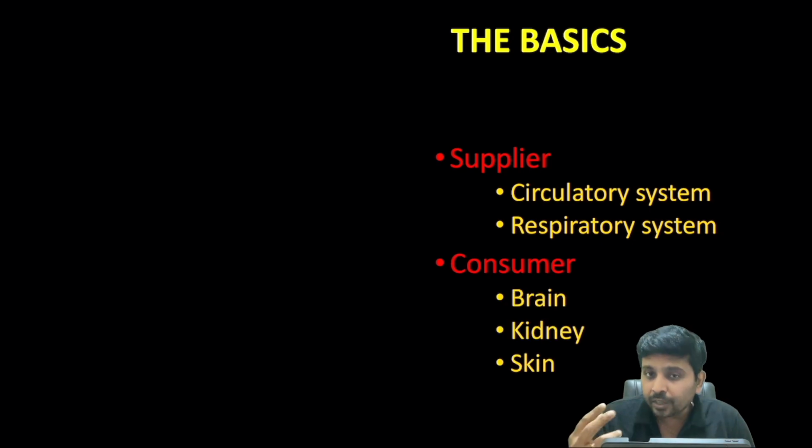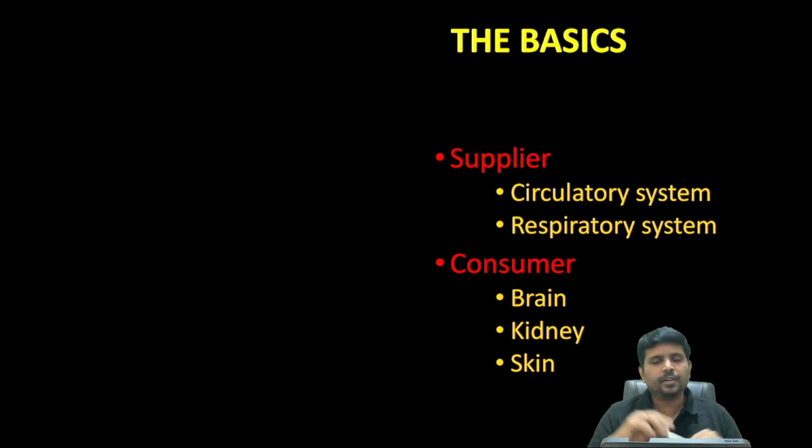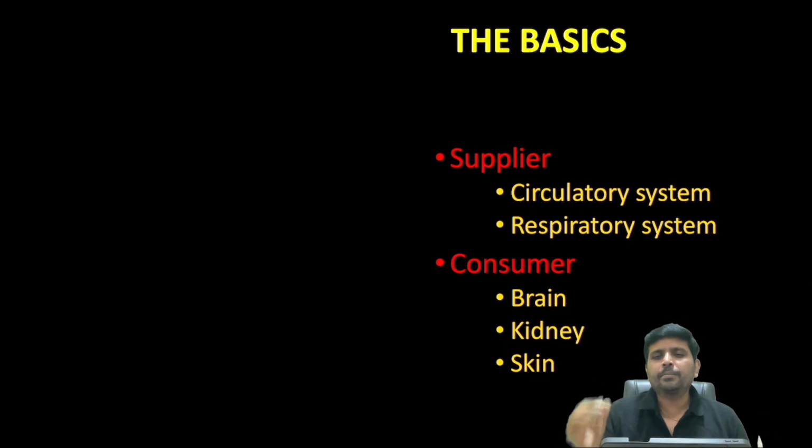And who are all the consumers? There are so many consumers, but as far as your pediatrics is concerned or any other system is concerned, the main consumers are your brain, kidney and skin. Brain, kidney and skin. These are all the consumers.